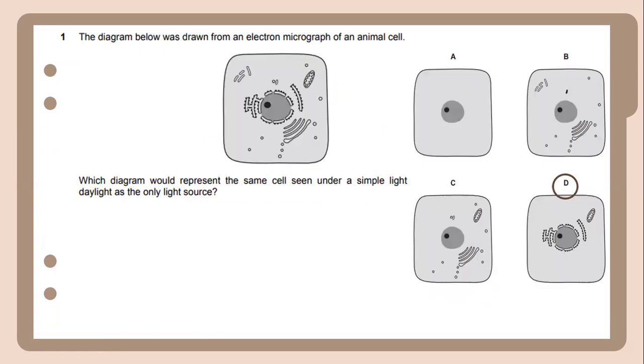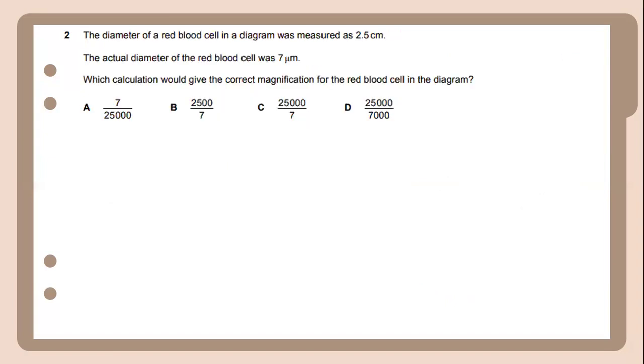The diagram below was drawn from an electron micrograph of an animal cell. Which diagram would represent the same cell seen under a simple light microscope, with daylight as the only light source? The correct answer will be D.